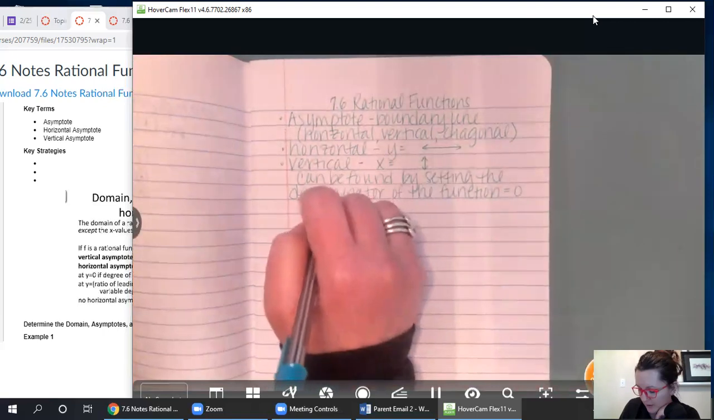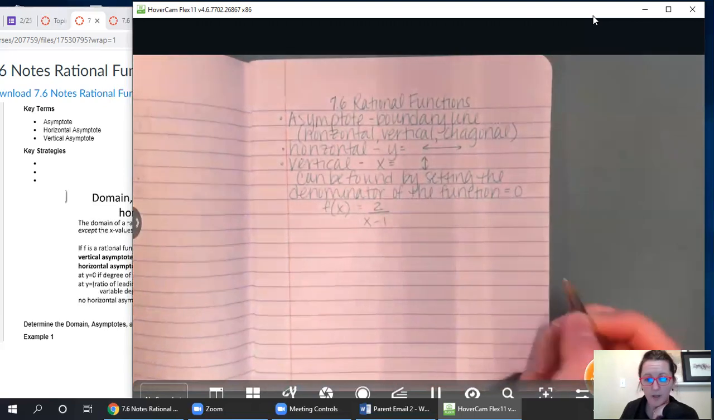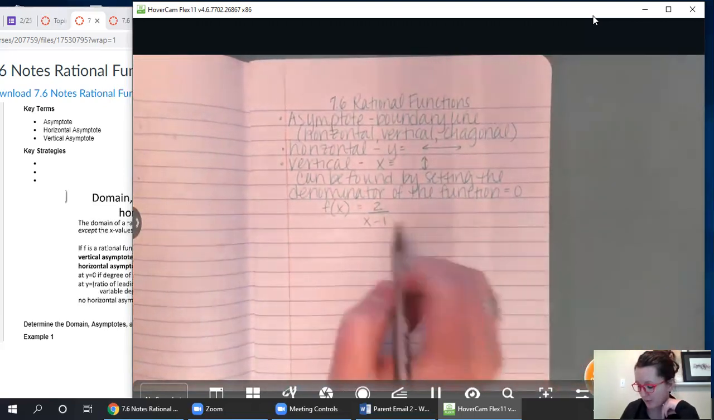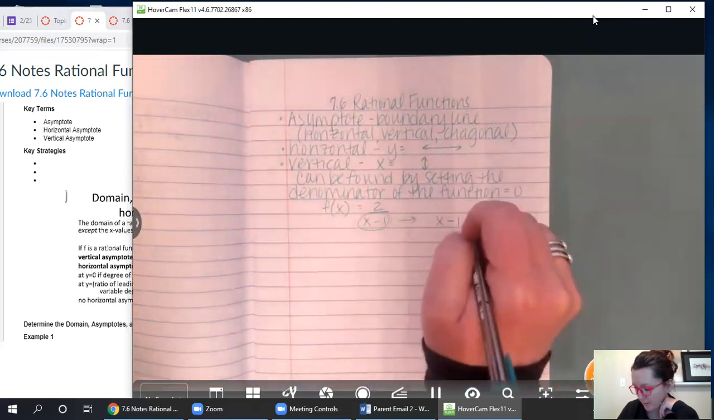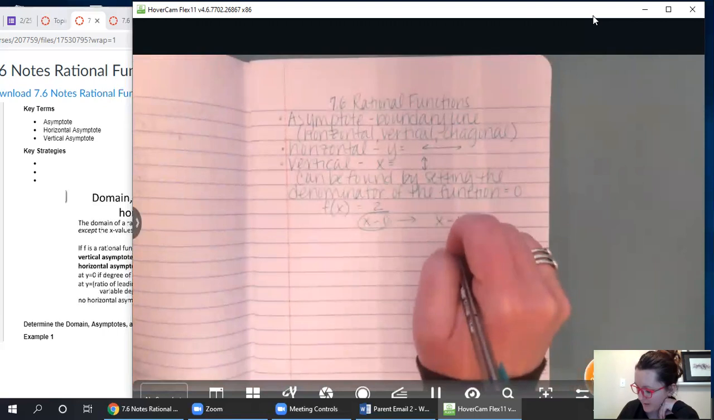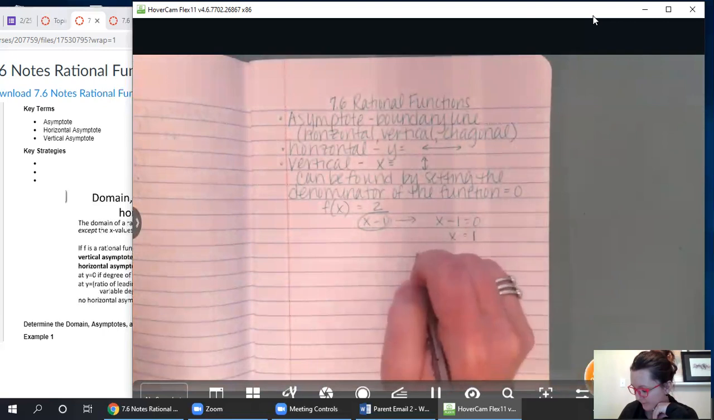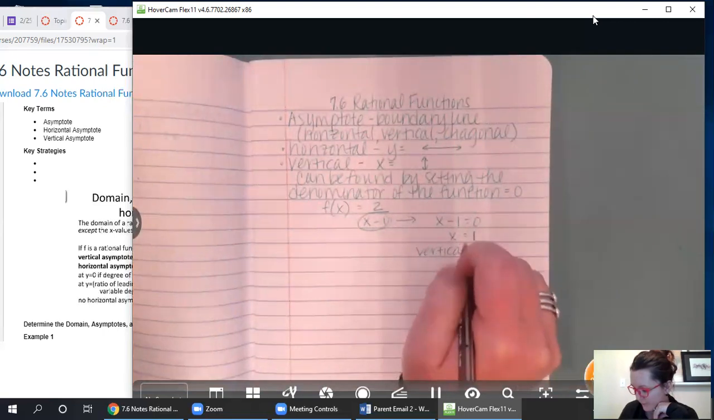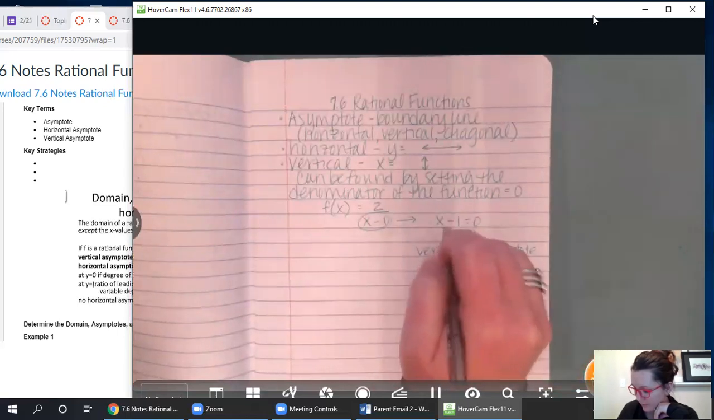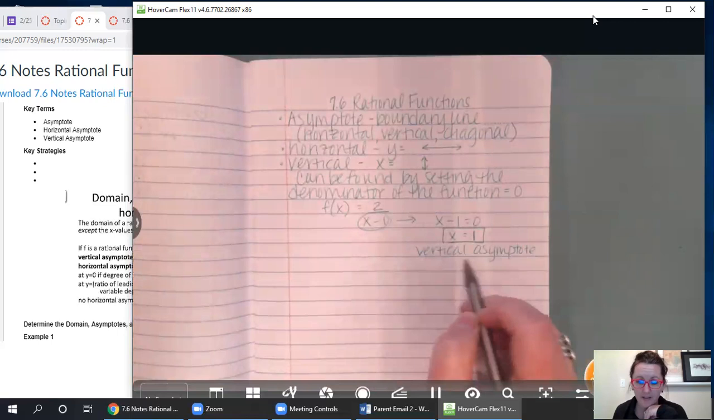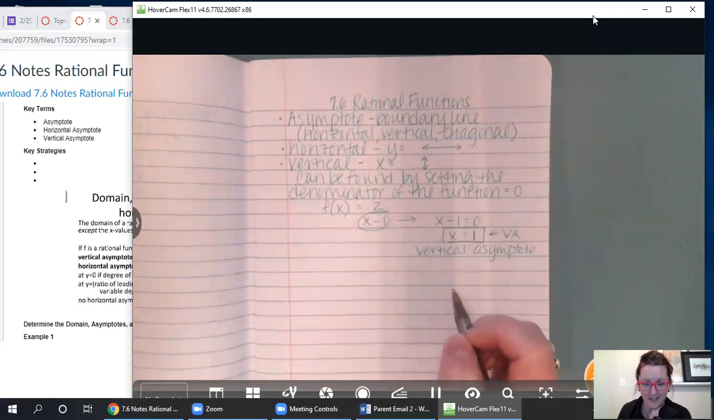So if I have a function f of x equals, let's say it's 2 divided by x minus 1, I'm going to find the vertical asymptote by setting x minus 1 equal to 0. So it would look like this: x minus 1 equals 0. So my x equals 1, that would be my vertical asymptote, right? For the sake of simplicity here, we're just going to be labeling it like this, VA for vertical asymptote.